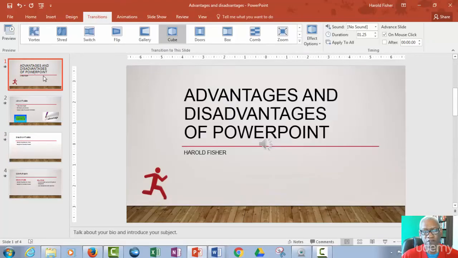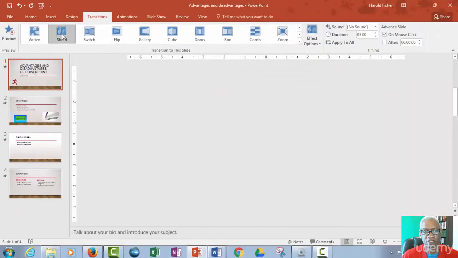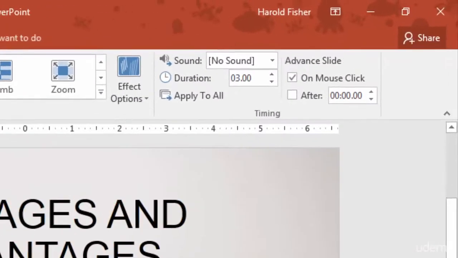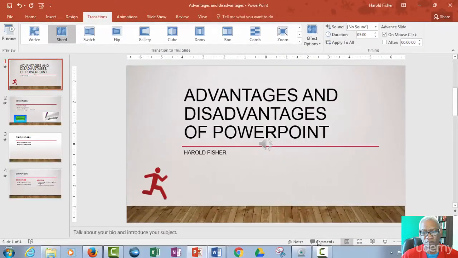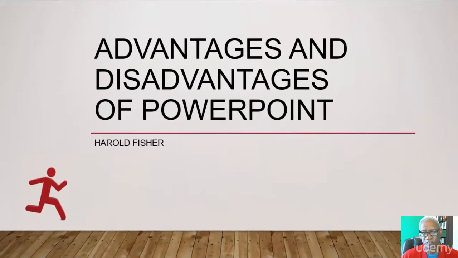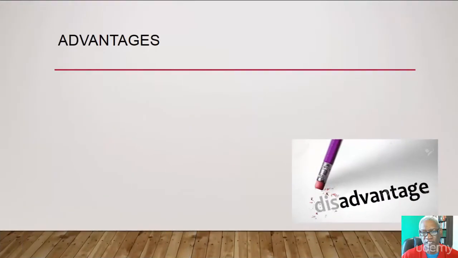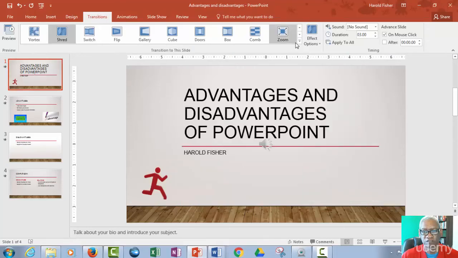I'm going to go back to the first slide. Let's try shred. I'm going to click on that one. And it gives us a preview if you notice there. And again, we're going to apply to all. Let's try it in slideshow. And so it's going to come in. There it is. We move to another slide. There it is again. So now you have a pretty good understanding of transitions, and there are several in here.